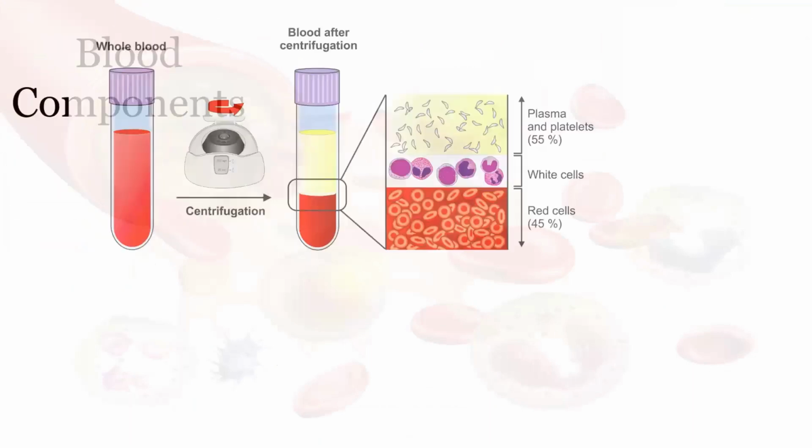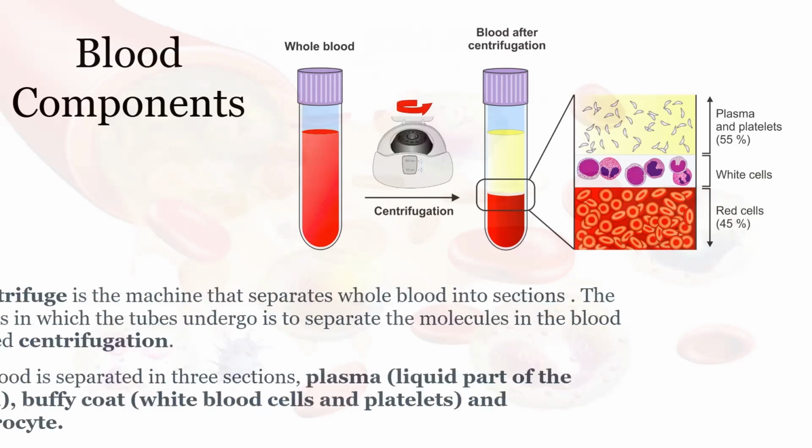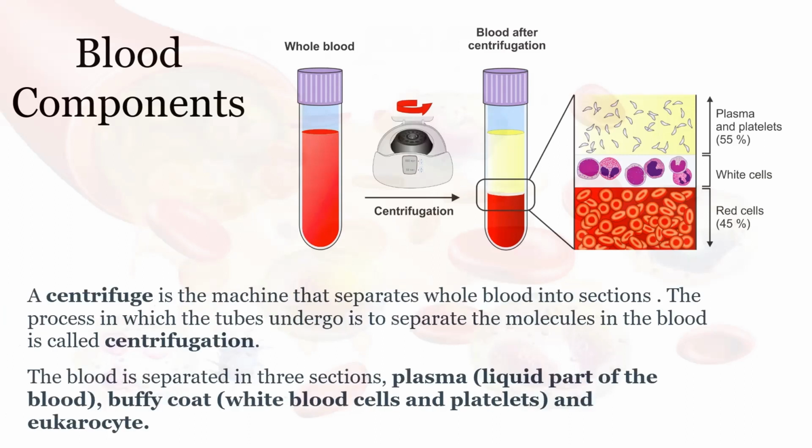So the blood components, let's see what the blood consists of. All right, nice. So the blood basically consists of plasma, white blood cells, and red blood cells. If you go to do a blood test, they will basically take a vial of blood, put it into a centrifuge, go through the process of centrifugation to find out the count of your red blood cells, white blood cells, and so on.